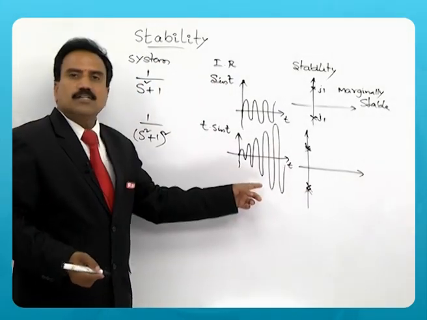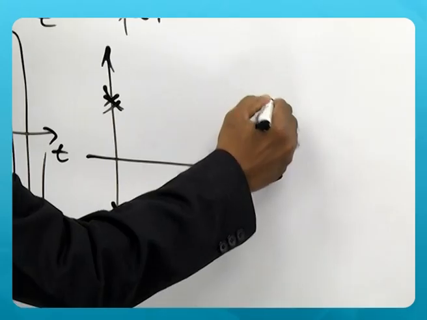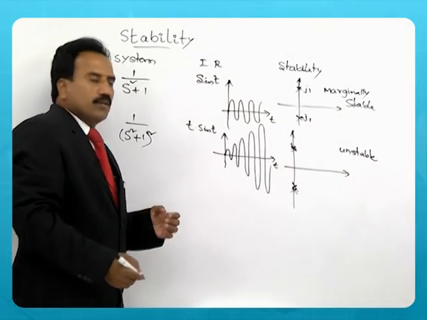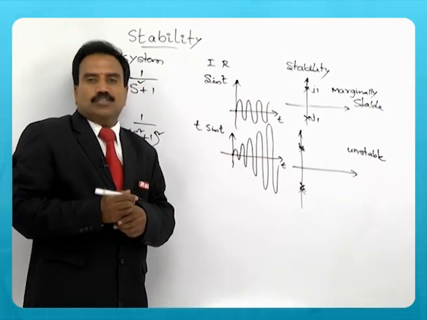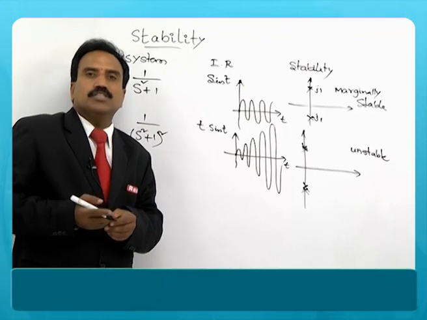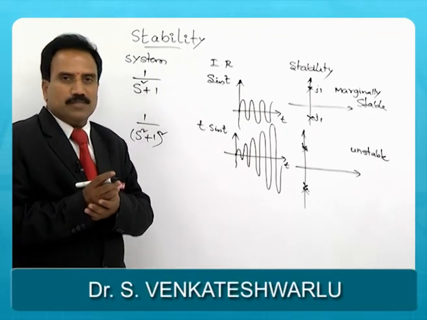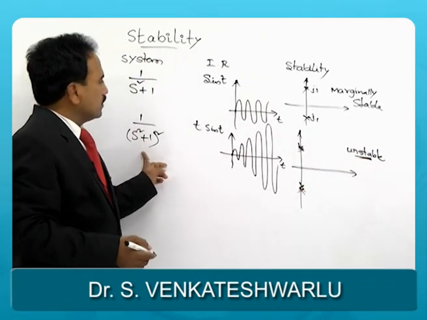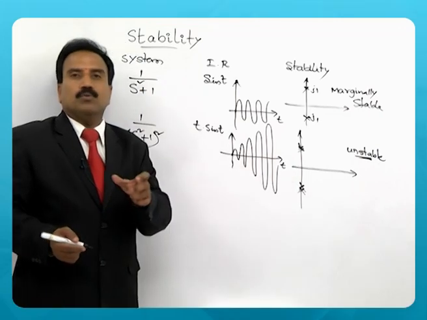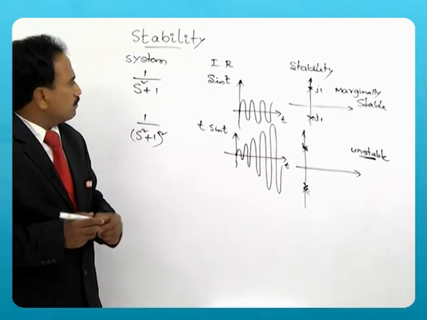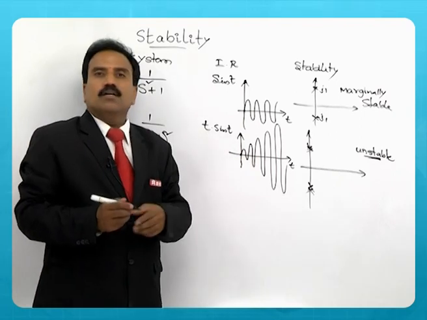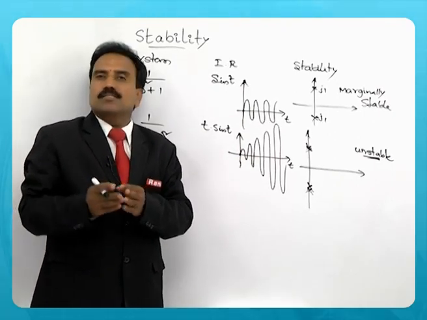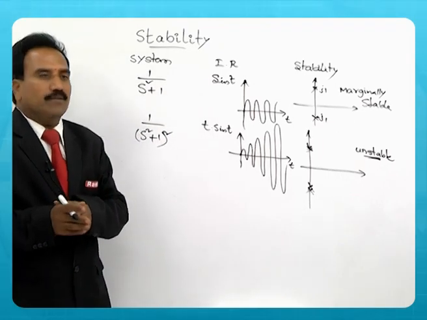So it is an unstable system because the impulse response is increasing in magnitude. So it is not decaying oscillations but increasing oscillations. So the system is unstable if you have such a system because there are repeated poles on the j omega axis. If you have only one pole on the j omega axis, it is still stable, but beyond that the system goes to the unstable region.